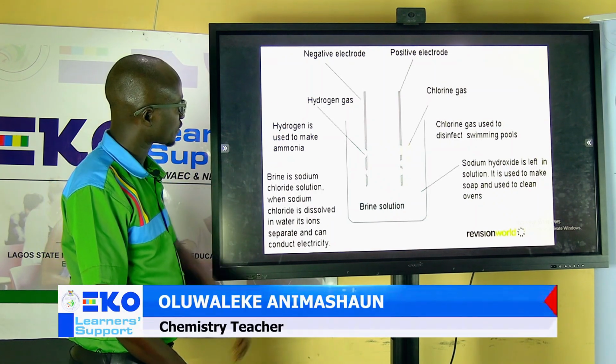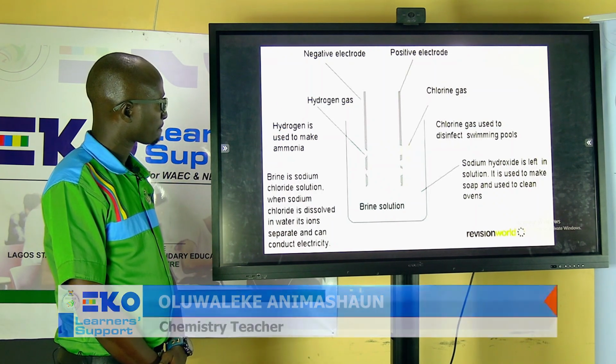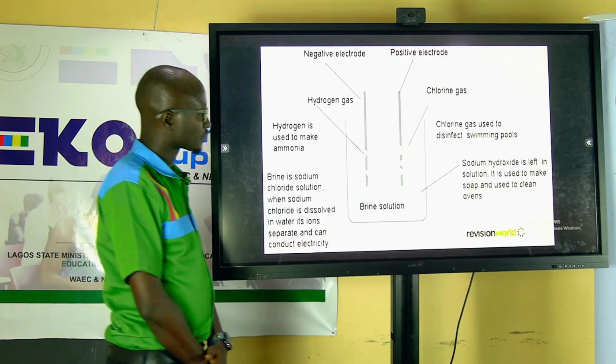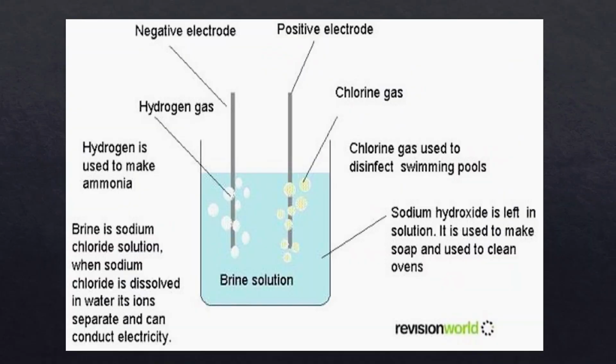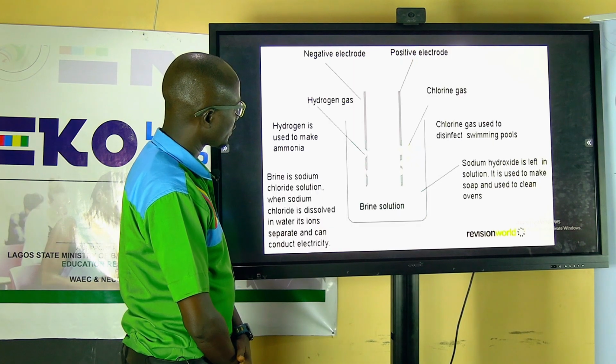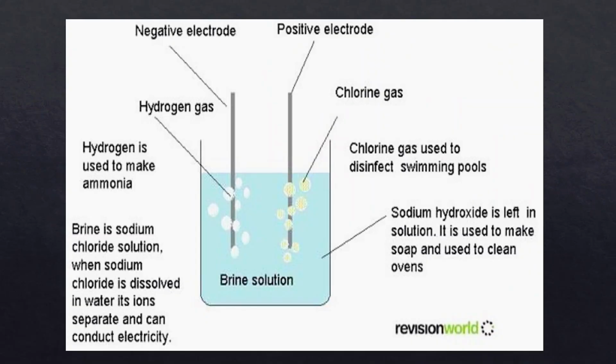Here, hydrogen gas is what is formed. Why is hydrogen gas formed? We'll also get to know that. So this is brine. Brine is sodium chloride solution. When sodium chloride is dissolved in water, its ions separate and can conduct electricity. Here it is being stated that the chlorine gas that is evolved is used to disinfect swimming pools.